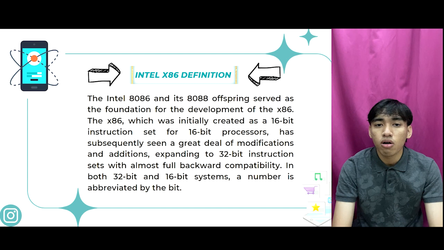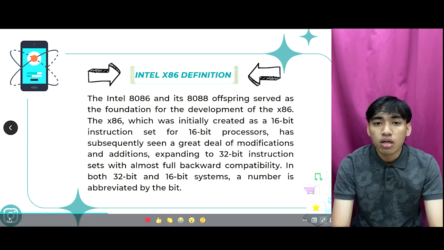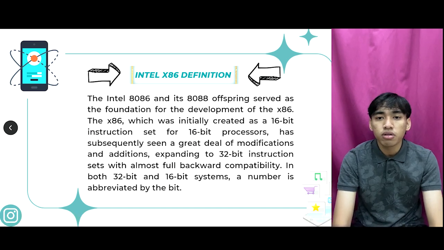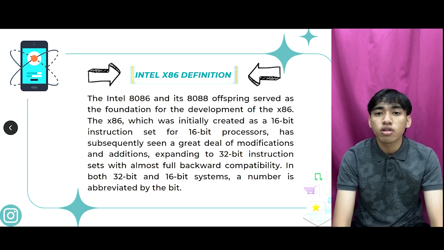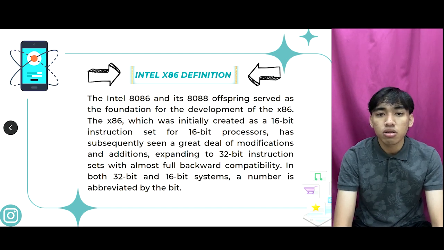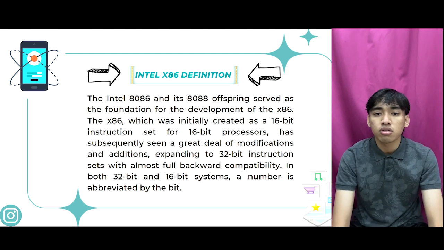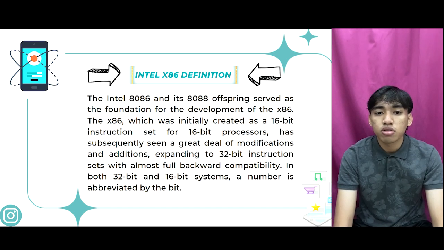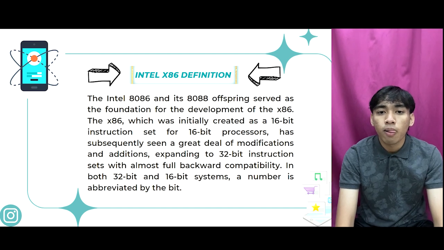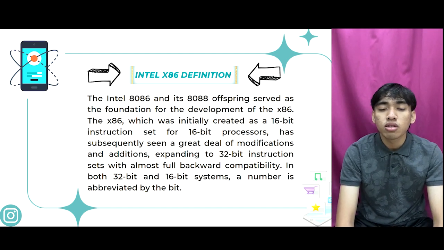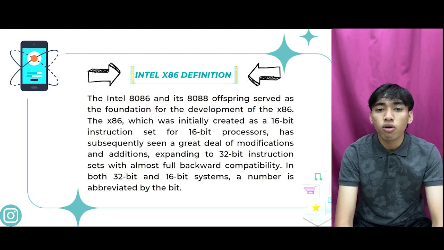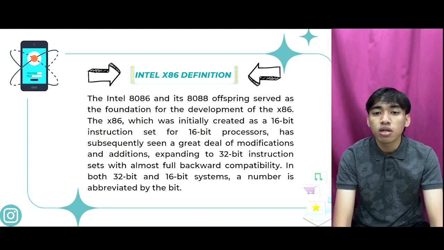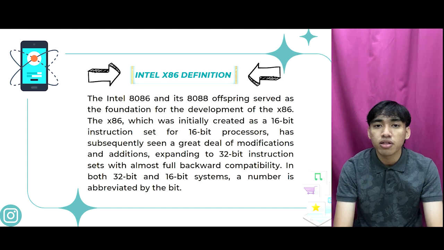I will explain about the Intel X86. Okay, the definition of the Intel X86. The Intel 8088 and its 8086 offspring serve as the foundation for the development of the X86. The X86, which was initially created as a 16-bit instruction set for the 16-bit processor, has subsequently seen a great deal of modification and addition, expanding to the 32-bit instruction set with almost full backward compatibility. In both 32-bit and 16-bit systems, the number is abbreviated by the bit.